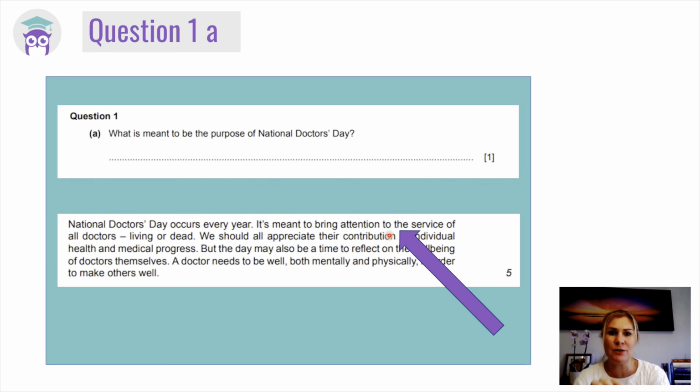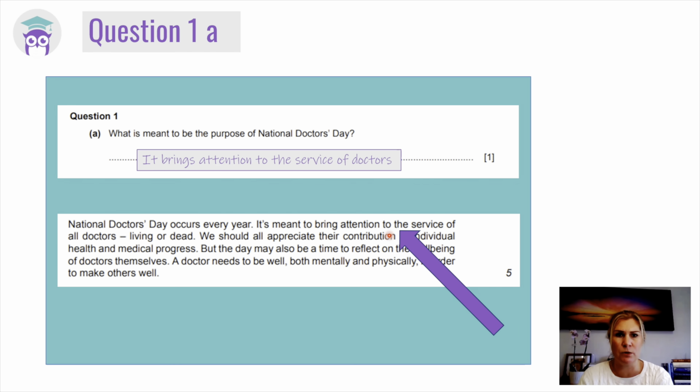It is meant to bring attention to the service of all doctors. So that's what you're going to put in. You could put in all if you want. You don't need living or dead. If you put it in, you'd probably be fine. But let's be fair, you want to get the right answer with as few words as possible.